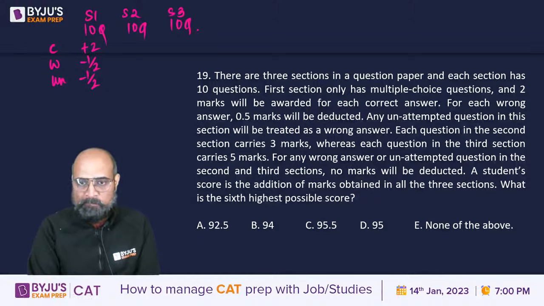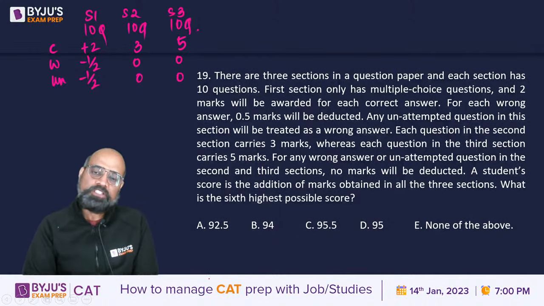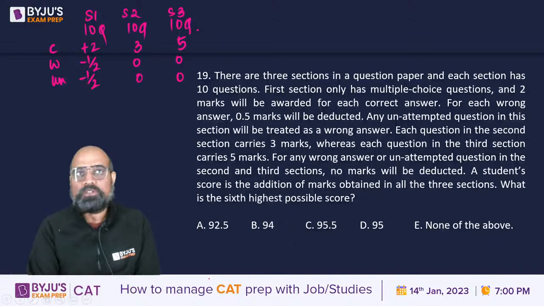Great. Each question in the second section carries 3 marks, whereas each question in the third section carries 5 marks. For any wrong answer or unattempted question in the second and third sections, no marks are deducted. So that will be 0 for those. A student's score is the addition of marks obtained in all the 3 sections. What is the 6th highest possible score?